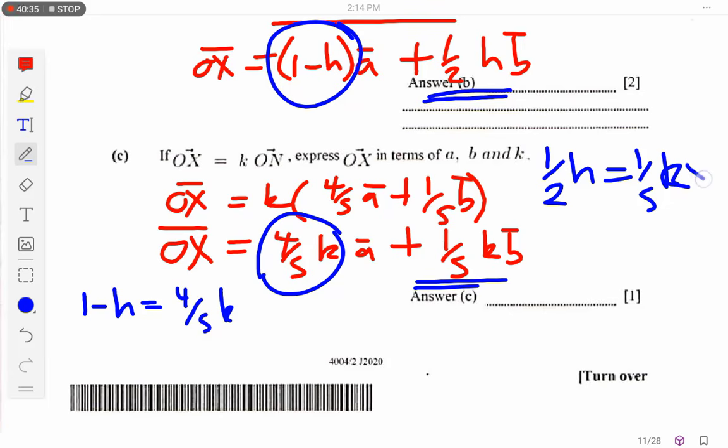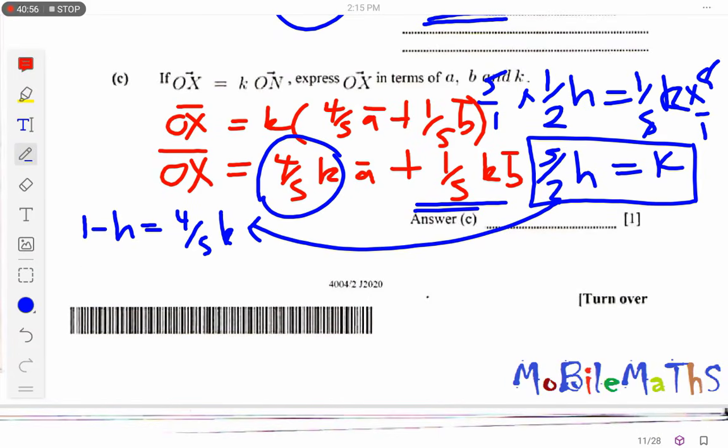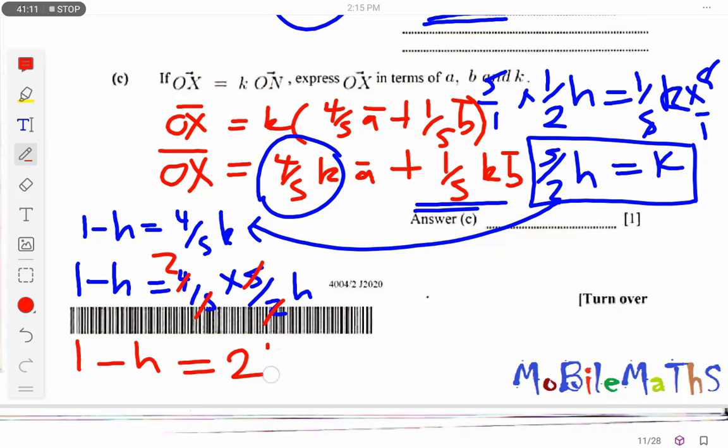And I can make K the subject of formula here if I want. Let's make K, I'm multiplying by 5 over 1 here, by 5 over 1 here, so that this side they cancel and I'll get my K. Then this other side, I'm going to have 5 over 2H. So I can substitute this one into this one here. Let's substitute. Substituting, I'll get 1 minus H is equal to 4 over 5, my K, I said is times 5 over 2H. Okay, so they can cancel off each other. 5 and 5, 2 here, 2. So I have 1 minus H is equal to 2H.